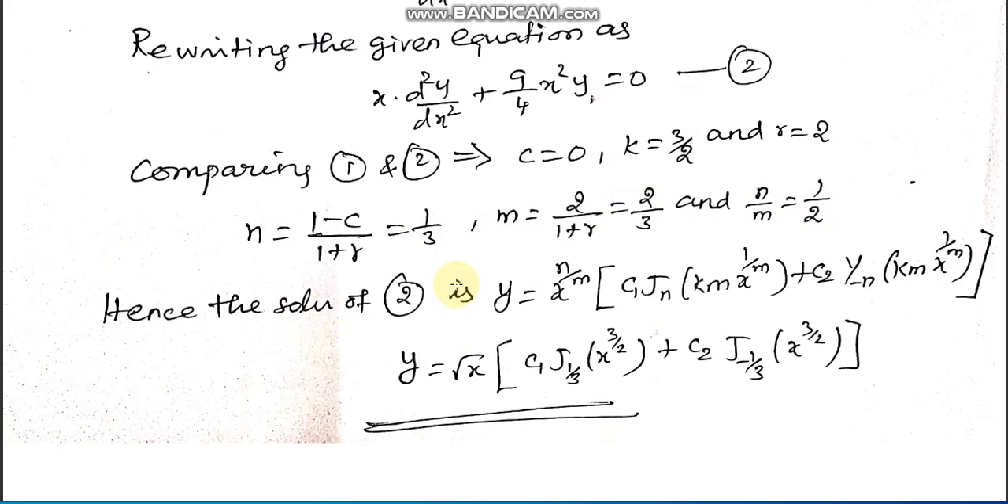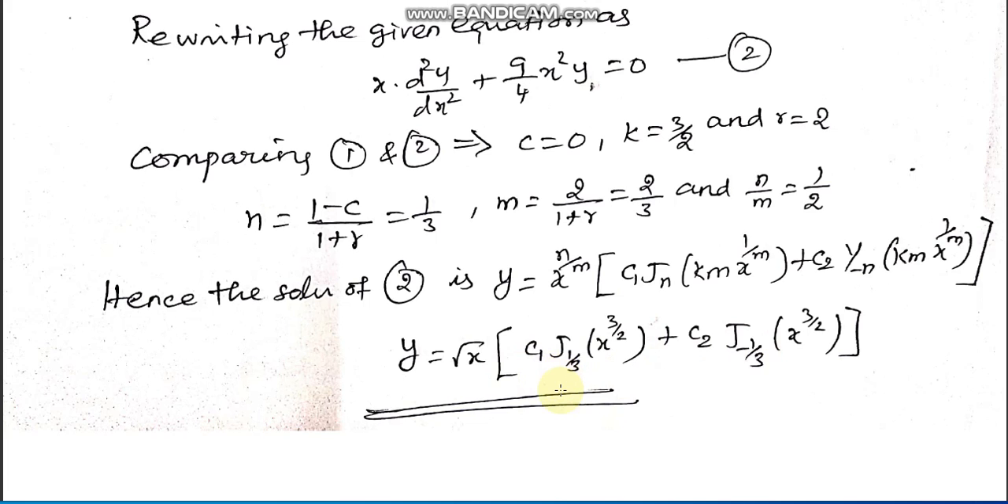Hence the solution of equation 2, that means the given differential equation, is y equal to x power n by m, c1 jn of km x power 1 by m plus c2 j minus n of km x power 1 by m. That means, after substituting the values of n and m, we find the original solution of the given differential equation.